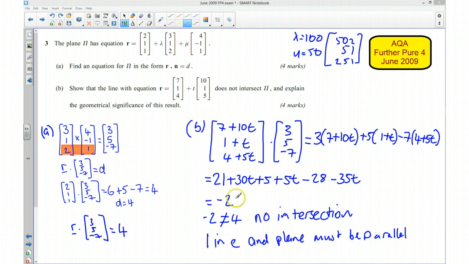Now hypothetically, if we would have got a 4 here, then that would tell me that the line actually lay on the plane, because it wouldn't have mattered what value I would have put in for my parameter. If I always got a 4, then the line must lie on the plane. If I would have got something in terms of t here, well, that would tell me that there was going to be a single intersection point between the line and the plane, and I could actually go off and work out what that point of intersection is. Okay, but in this case the line and the plane were parallel to each other because there was no intersection.